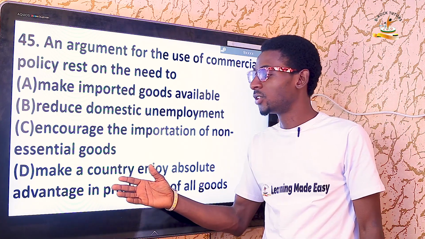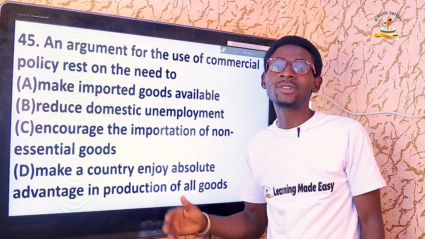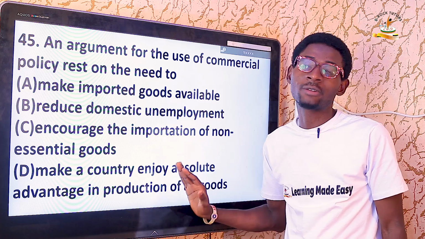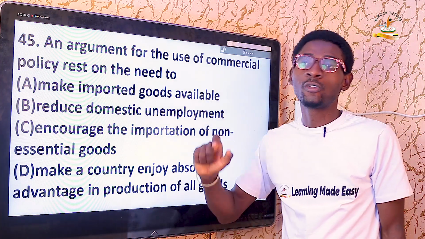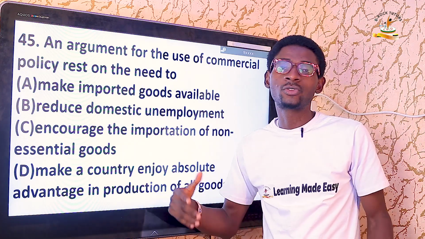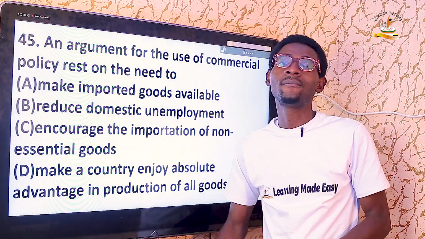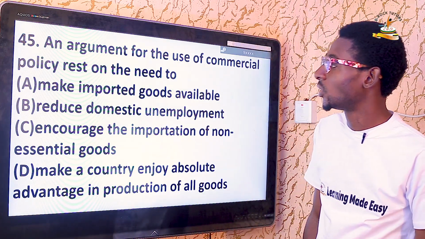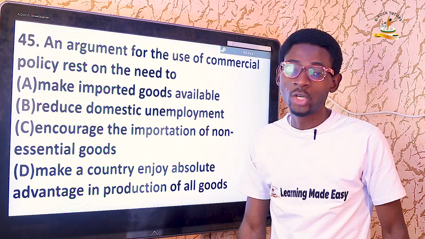Now, it is done in a way so that the country will enjoy absolute advantage. And what's absolute advantage? It was proposed by Adam Smith, and it says that a country should specialize in the production of what other countries cannot produce. So it helps them to have a bragging right over all other countries. The 45 answer is option D.